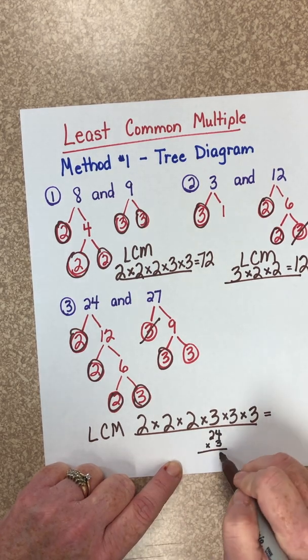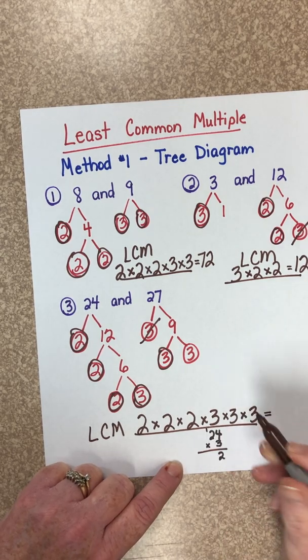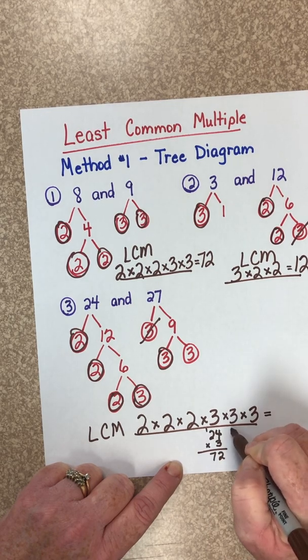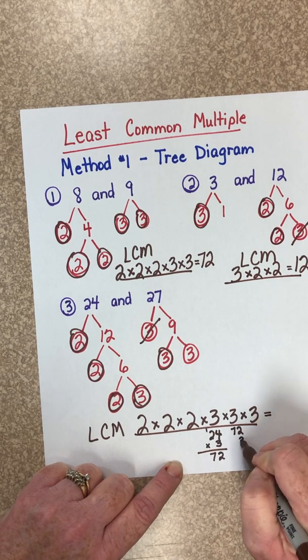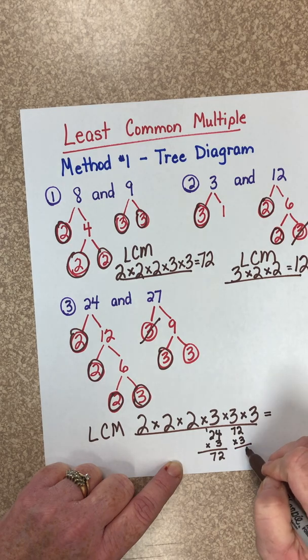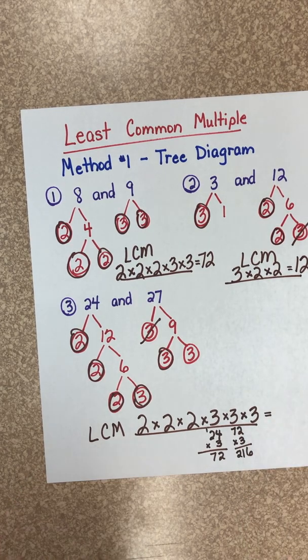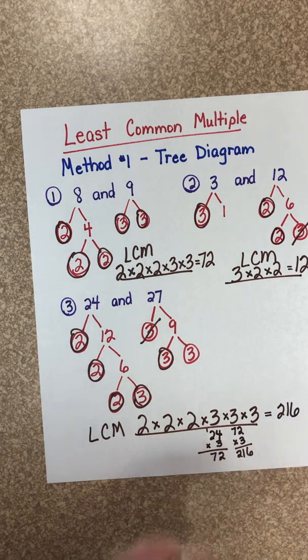4 times 3 is 12. 3 times 2 is 6 plus 1 is 7. So that means with this 3, I have a 72. Now I need to times by this 3, so again, I'm going to make me a little note. 2 times 3 is 6, and 3 times 7 is 21. So the least common multiple between 24 and 27 is 216.